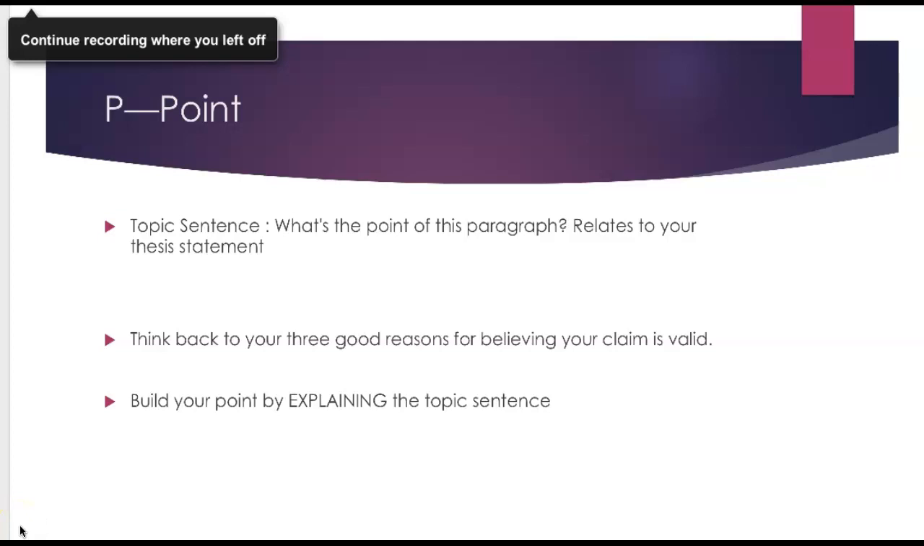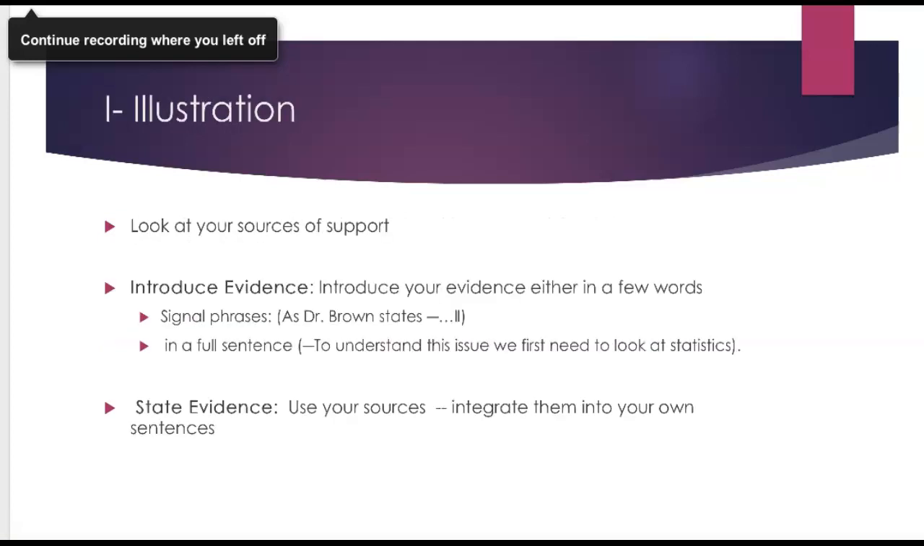And then after you provide your point, and remember, topic sentences cannot be quotes or information from your sources. They have to be something from you. You want the first word and you want the last word. So build your point by explaining the topic sentence, followed by your illustration. You want to look at your sources of support and introduce that evidence with signal phrases or in full sentences, followed by stating your evidence. So use your sources, integrate them into your own sentences.